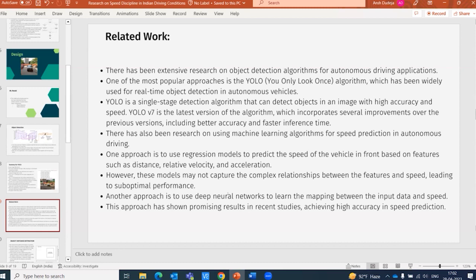However, these models may not capture the complex relationship between the features and speed, leading to suboptimal performance. So our model overcomes these fallacies, as the model classifies the object into different classes and then calculates the speed of the nearest object, or the object that is most likely to cause a collision.